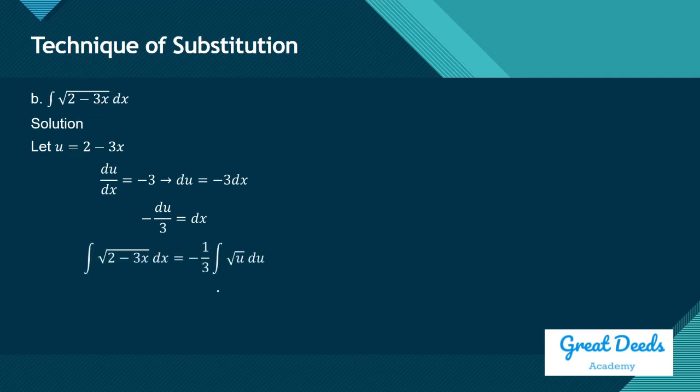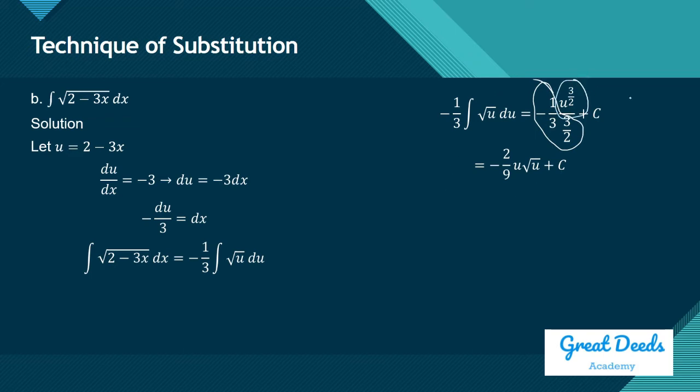You have negative 1/3 there. We can bring it outside the integral sign. So it becomes negative 1/3 times the integral of the square root of u du. So that is a clean function where you can apply your power rule right away. So it's going to be negative 1/3 times u to the 1/2 plus 1. That's 3/2. All over 3/2 again, and then plus c. That is equal to negative 2 over 9.